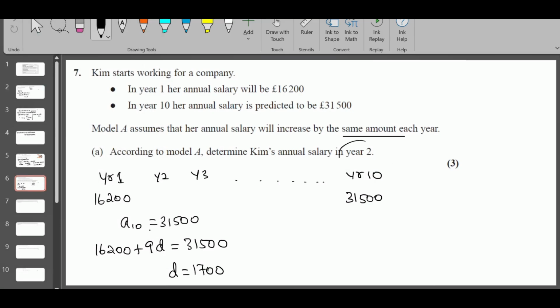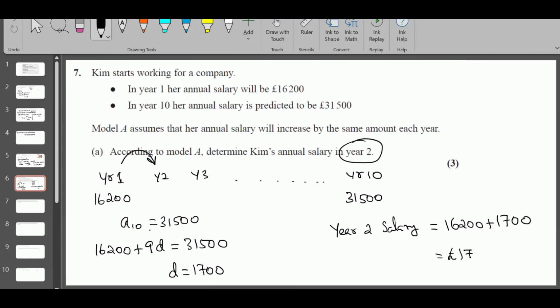Now in the second year, first year plus the common difference, right? So year 2 salary is equal to 16,200 plus 1,700, which is 17,900 pounds. That's all. So when you see a word problem from sequences and series, try to convert the word problem into a sequence or series and then apply the formula.